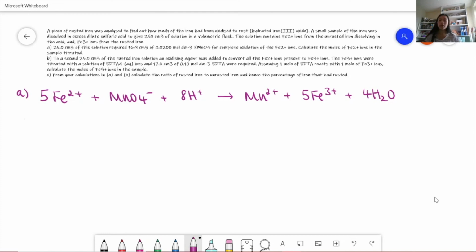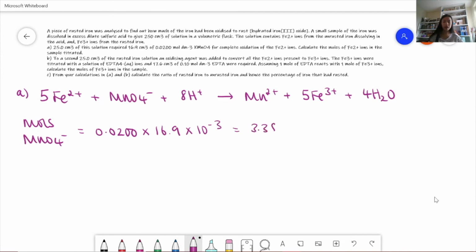So the moles of MnO4- is equal to concentration times by volume. So we have concentration of 0.0200 and multiplied by 16.9 times 10 to the minus 3. And this equals 3.38 times 10 to the minus 4 moles.